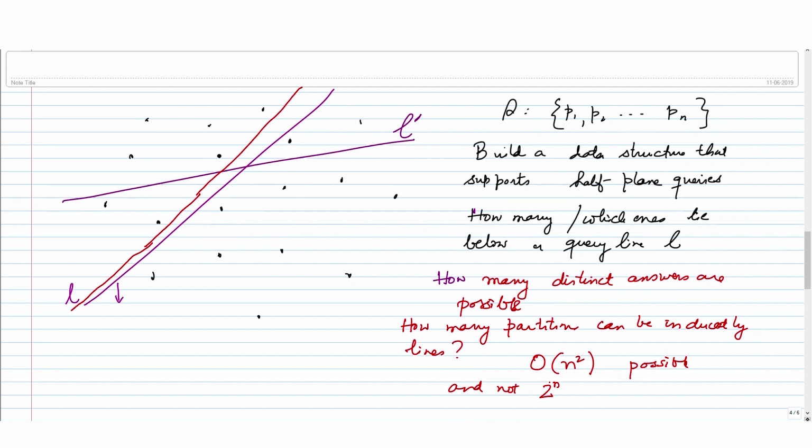Okay. Now, how do you go about solving this problem? Well, so this is where basically I'll introduce this notion of duality. Okay. So I'll define a transformation. Okay.